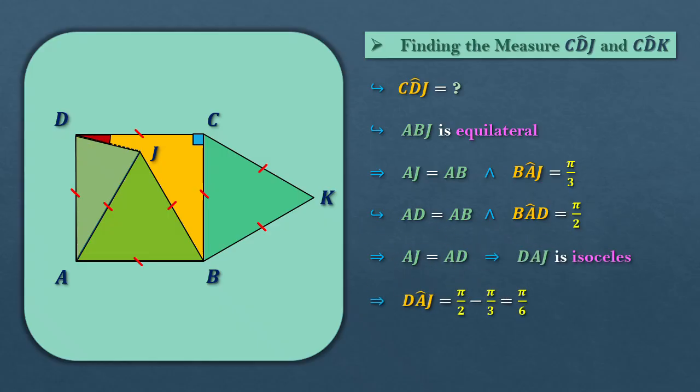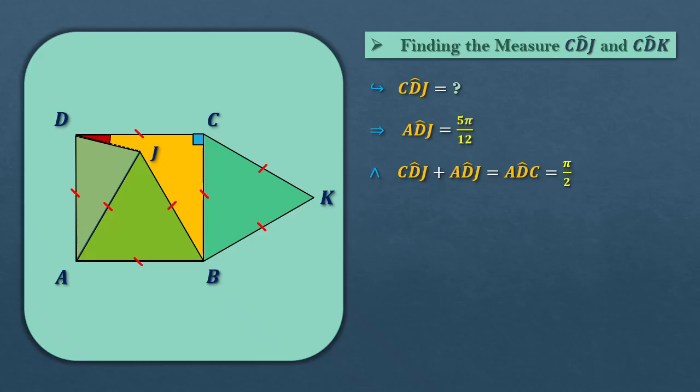So the measure of angle DAJ is equal to pi divided by 2 minus pi divided by 3, which is equal to pi divided by 6. Since triangle DAJ is isosceles, the measure of angle ADJ is equal to the measure of angle AJD. Moreover, as the sum of the measures of the angles in a triangle is equal to pi, then the measure of angle ADJ is equal to 1/2 multiplied by pi minus pi divided by 6, which is equal to 5 pi divided by 12.